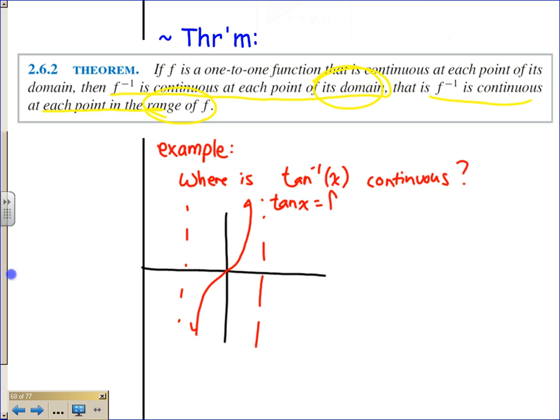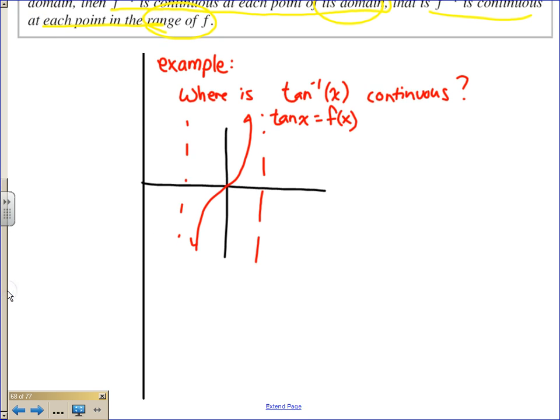question, where is original tangent continuous? Careful, not 0 to pi. Negative pi to pi. Not negative pi to pi. Including or not including? Not including. Good, because I have vertical asymptotes, right?